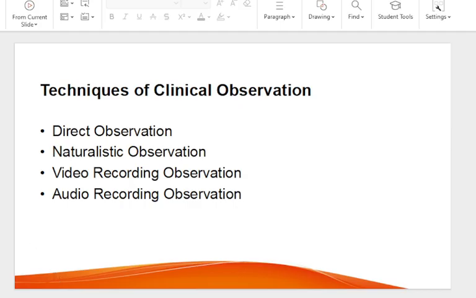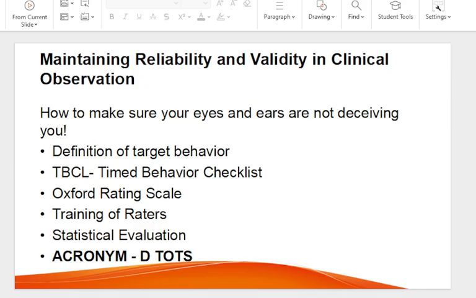So how do we maintain validity and reliability even while using these techniques? Which brings us to our next slide: maintaining reliability and validity in clinical observation. How to make sure your eyes and ears are not deceiving you. Now, in maintaining reliability and validity in clinical observation, it is important that you define the target behavior. Defining the target behavior might seem easy, but you want to define specifically what that behavior is.